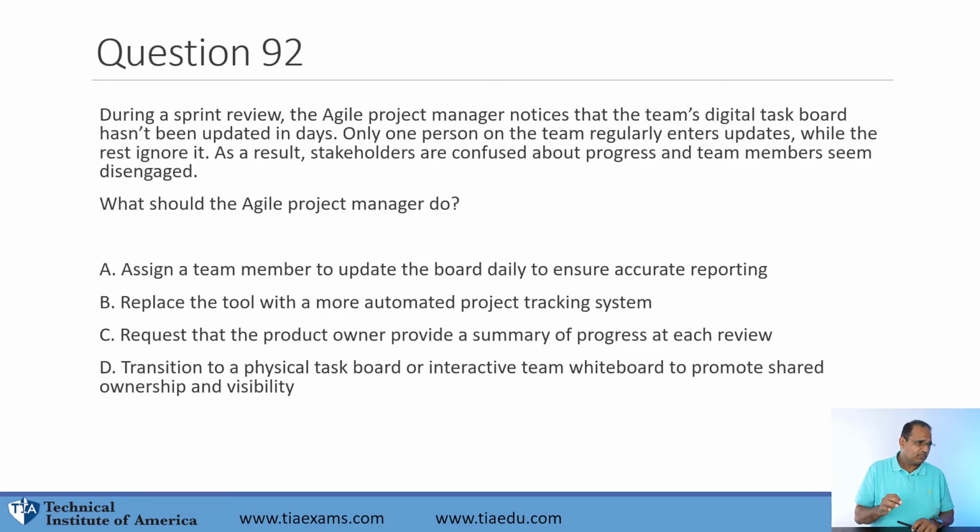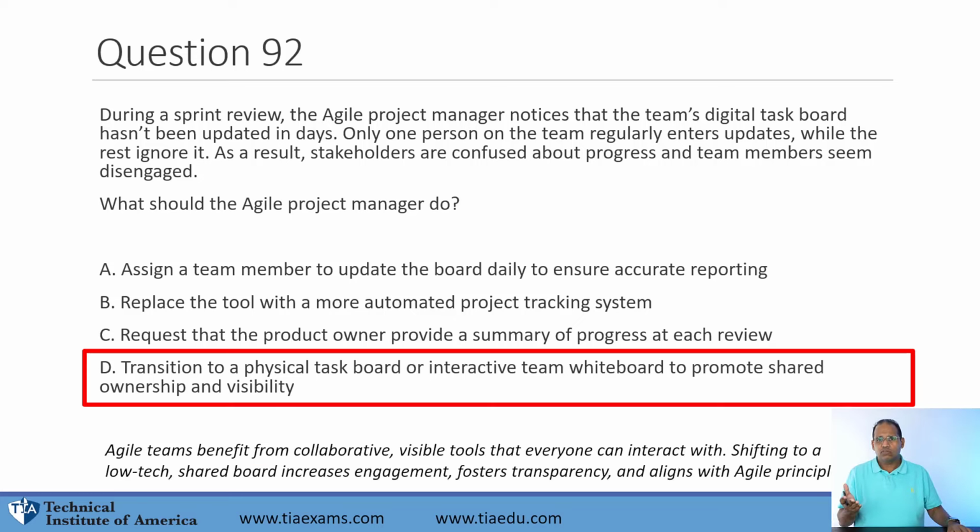Request the product owner to provide a summary of progress at each review. Transition to a physical task board or interactive team whiteboard to promote shared ownership and visibility. Best answer here, guys, is going to be, let's go with something a little bit more low-tech, high-touch here, which is going to be that physical task board. And even if we do go with a digital one, let's make sure everybody has it and it's collective ownership. It's the entire team owns it, not just one person owns it.